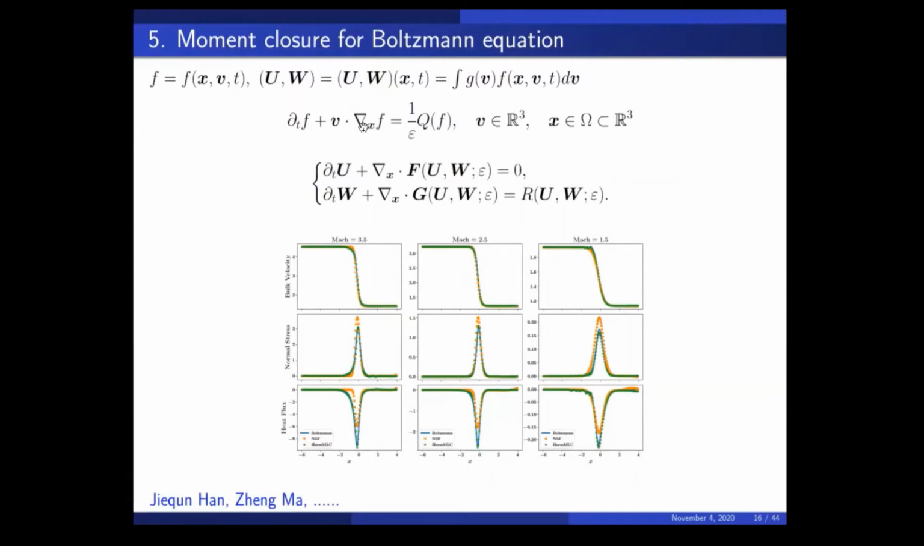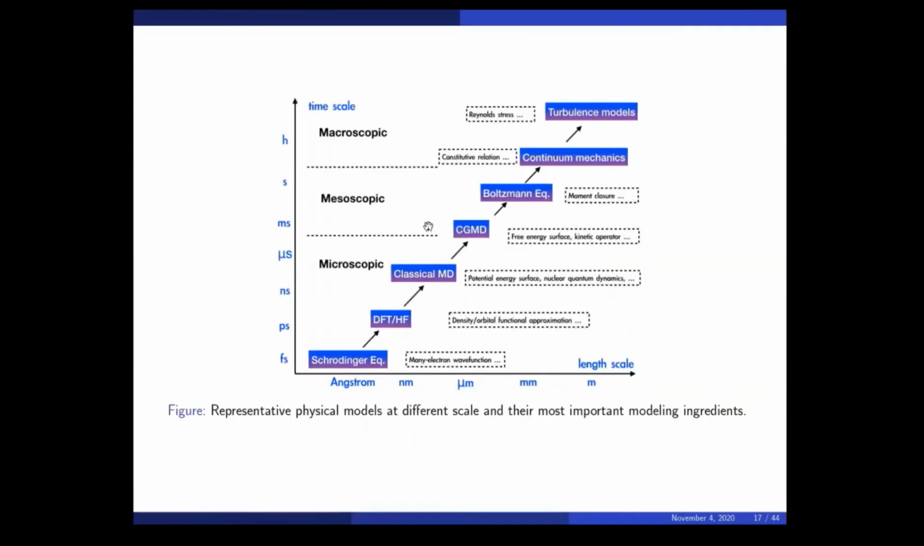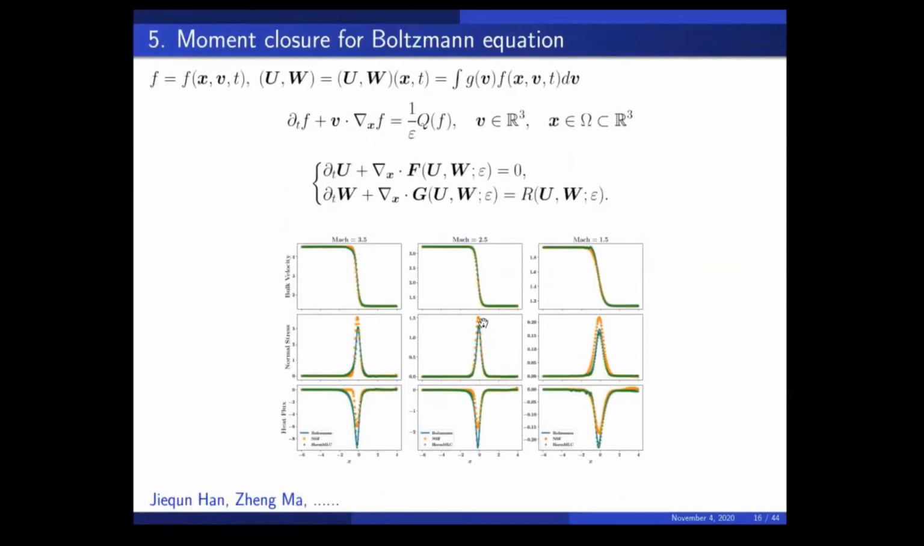So we've developed something like this using machine learning, and this is the result. These are some examples of the result. Here I'm only showing results for different Mach numbers. This model is also uniformly accurate for different ranges of the Knudsen number epsilon. You can see that for different Mach numbers, there's very good agreement between the blue line and the green line, which are the results of the Boltzmann equation and the machine learning based moment closure. The orange line is Navier-Stokes. You can see there's quite a departure.